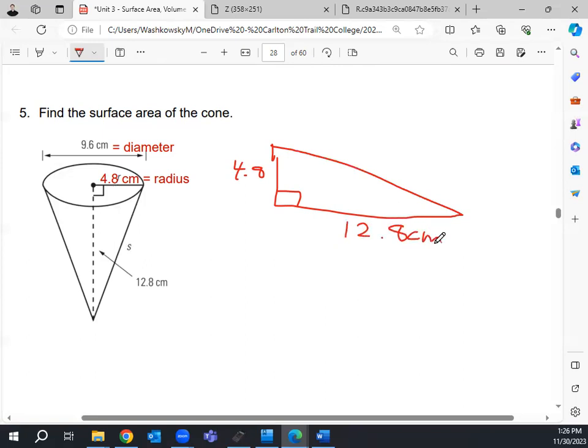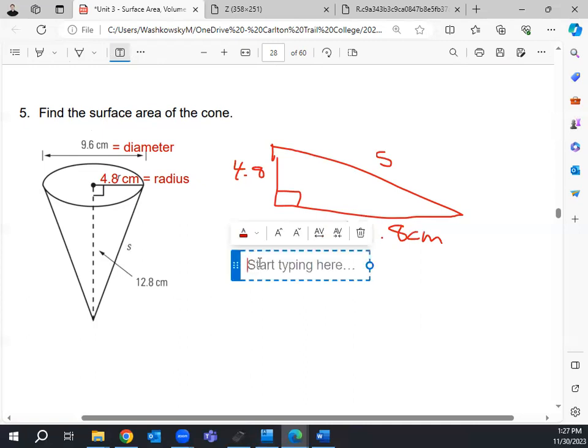So I know I have two sides. I'm trying to find the hypotenuse. This is the hypotenuse here, which is also this slant. And I'm just going to say it's S, just to keep that consistent. So if I have two sides and I'm trying to find the hypotenuse, what formula do I use for that one? A squared plus B squared equals C squared.